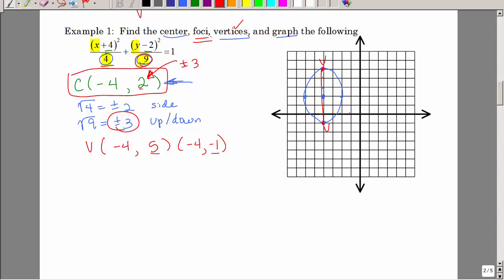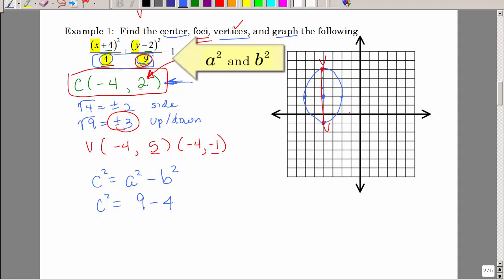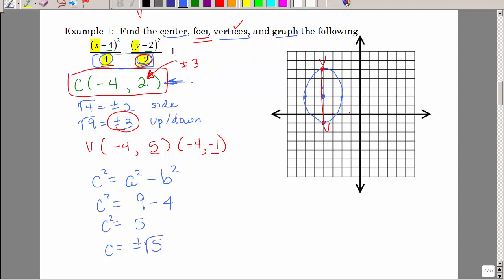What about the foci? Well, this is where you've got to know this relationship. Does that look familiar? Kind of looks like the Pythagorean theorem, except it has a minus sign. Well, let's just fill in what we know. I know a squared is 9 and b squared is 4. Again, those two numbers are a squared and b squared, where a squared is always the biggest. If I subtract, I get 5. If I take the square root, I get plus or minus square root of 5.